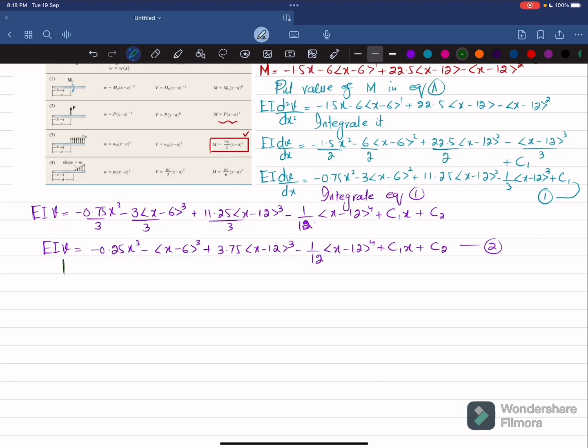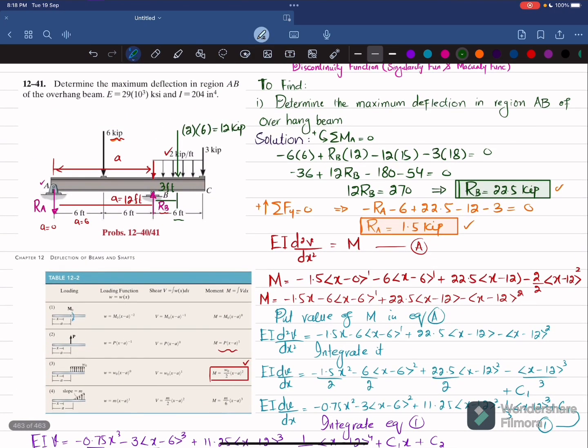So C1 and C2 can be obtained by using boundary conditions. Boundary conditions are used to find C1 and C2. The first boundary condition is that at x equals 0, the deflection is equal to 0. Let me show you over here. Here x is equal to 0, so the deflection is 0 because there is a pin support.